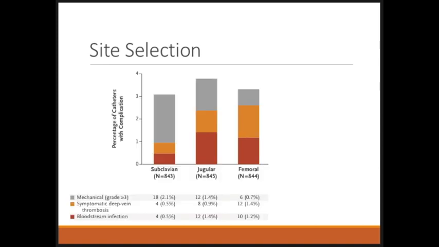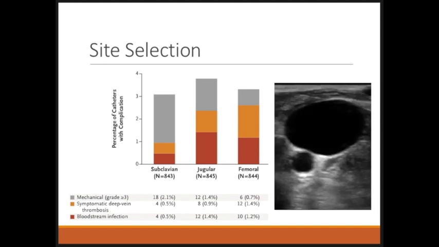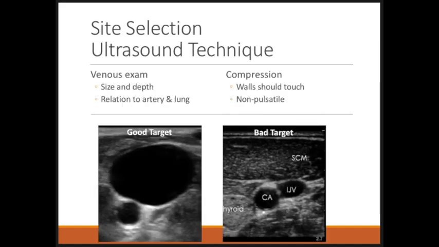Overall, this 3-sites trial published in the New England Journal of Medicine several years ago showed that looking at subclavian, jugular, and femoral veins, the total rate of major complications is similar. It's about 3% for all of them. It's just a trade-off between more mechanical complications with subclavian or more DVTs and infections with femoral, or a mix of the two with jugular vein. So what we suggest is choose the easiest target and you're likely to be the most successful. So what is an easy target?